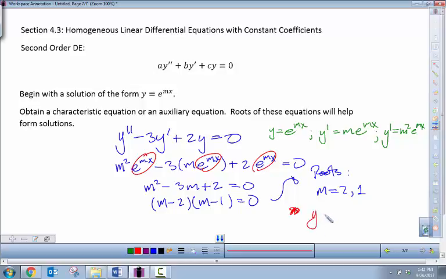Your y1 is going to be e to the 1 times x. Your y2 is going to be e to the 2 times x, which was the solutions that we got. Well, e to the x was given, but we found e to the 2x when we did that reduction technique, right? So that checks out.